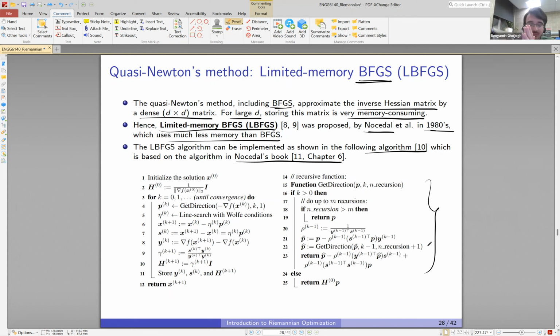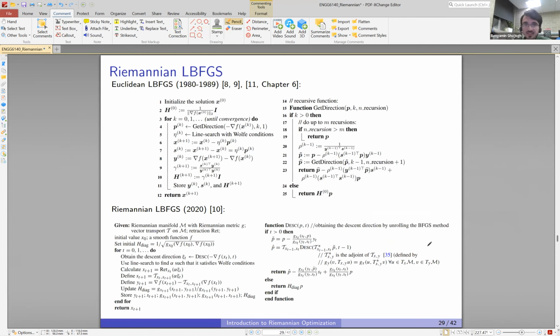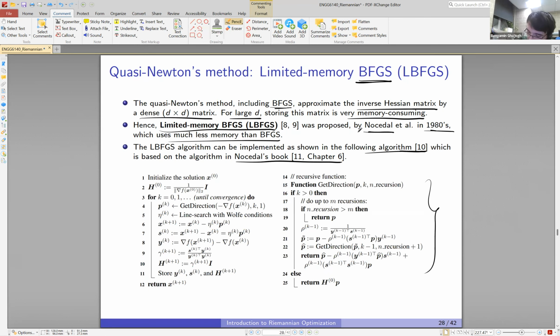But why is it limited memory? Because it's approximating the inverse of the Hessian by a scalar times the identity matrix. So it's a diagonal matrix, a scalar times the identity matrix. It means that it's approximating the whole Hessian by a scalar, and it updates it using some recursion like this. Okay, this is LBFGS. This is Euclidean LBFGS, from the 1980s to 1989, in papers 8 and 9 by Nocedal.